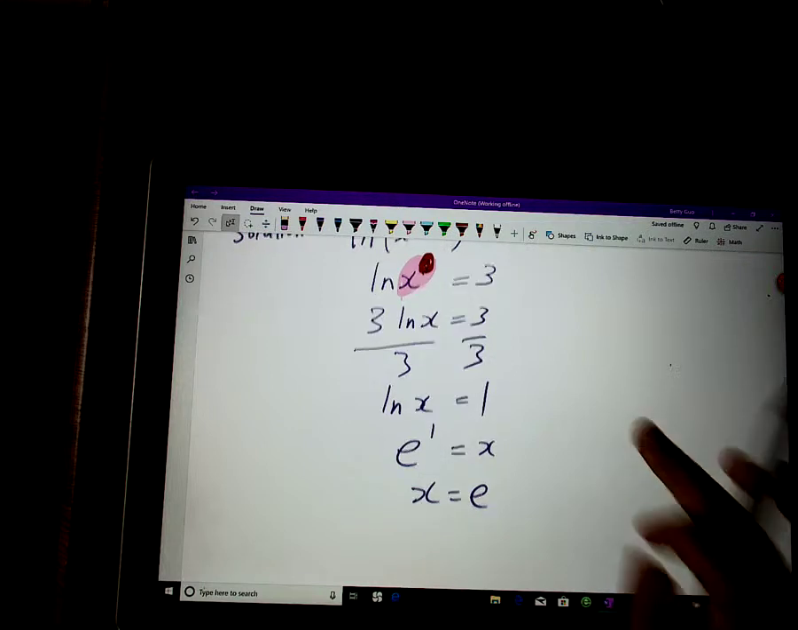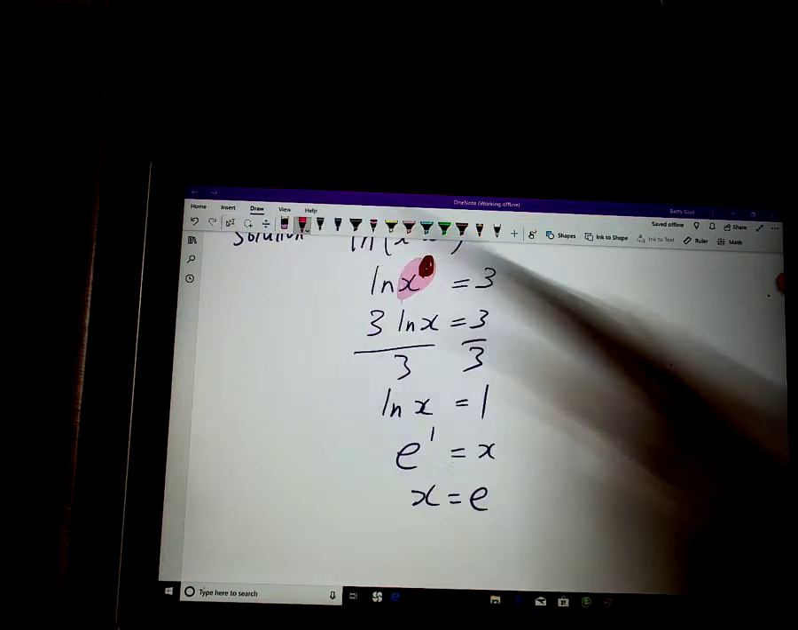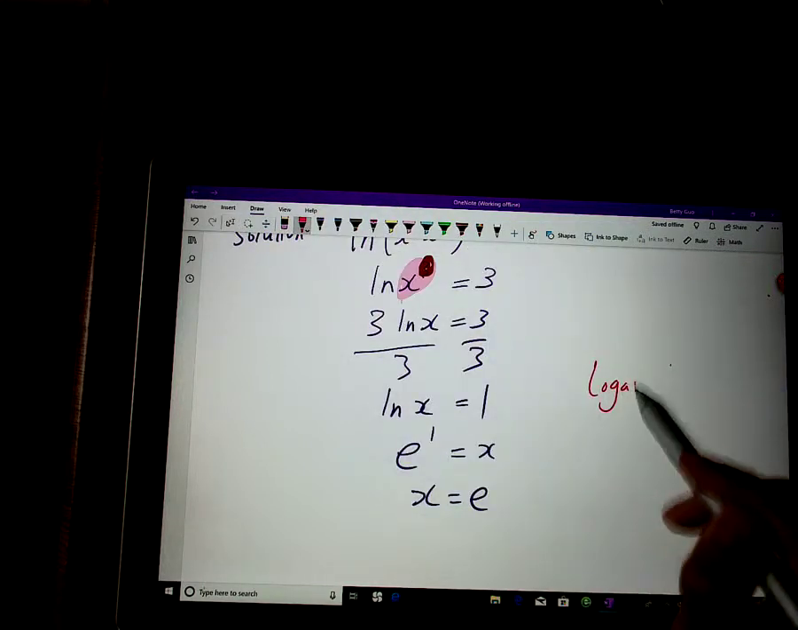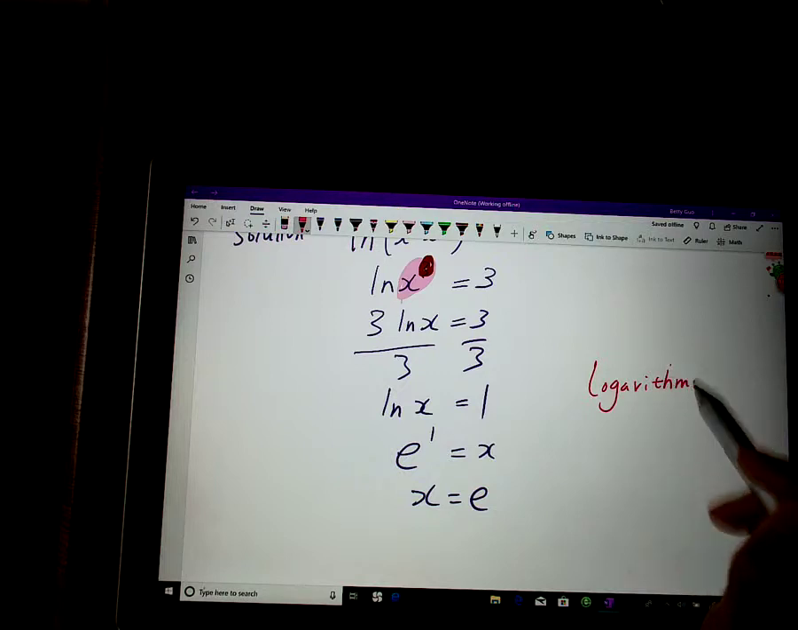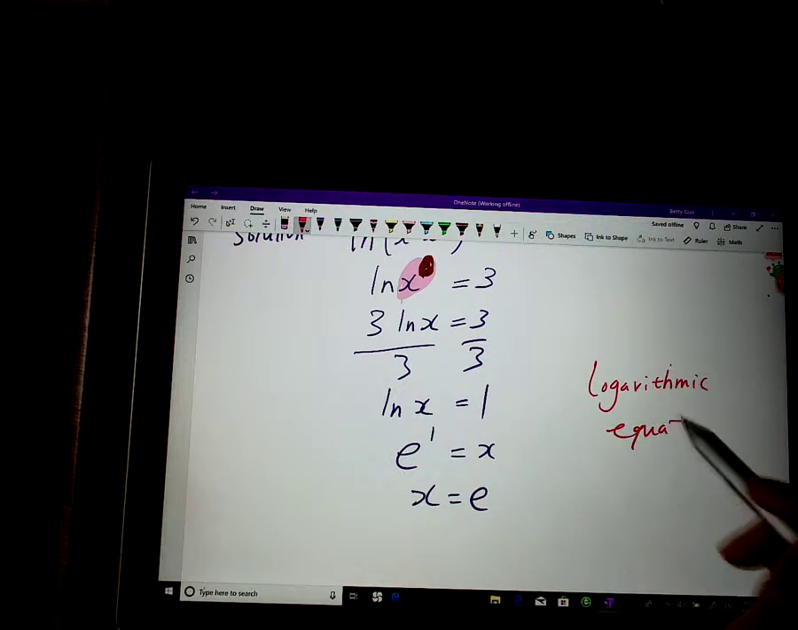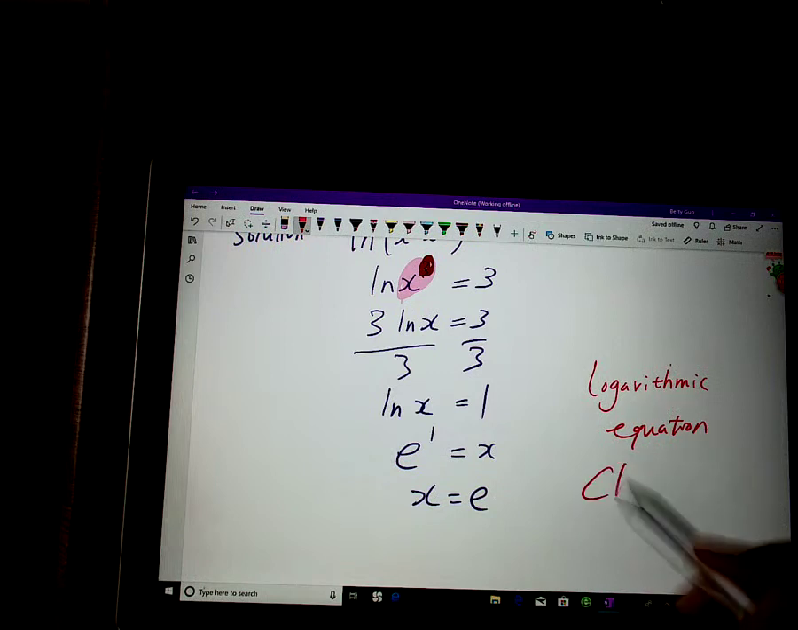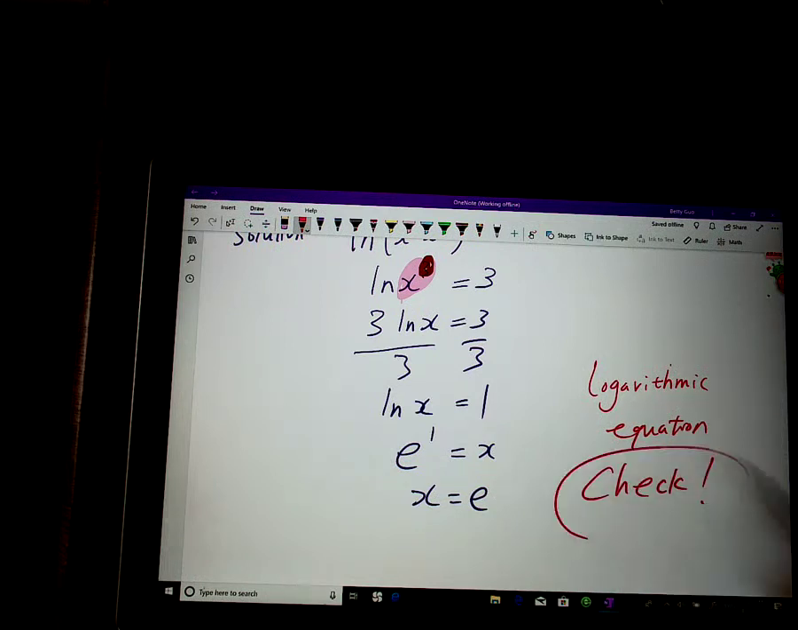One thing we need to be very careful about is when we solve a logarithmic equation, the last step is to check your result. It's mandatory, you have to, not optional. It's mandatory, you have to check your result.